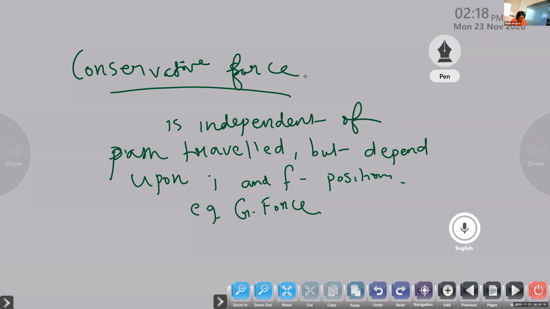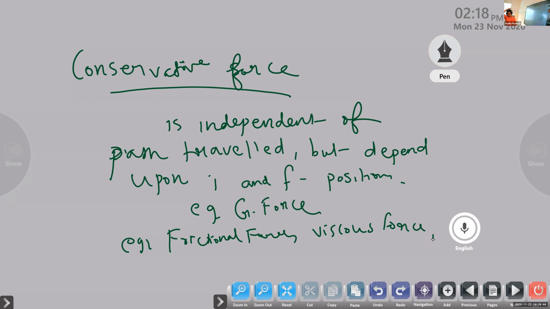If the work done by a force on a body moving between two points depends upon the path traveled by the body, it is non-conservative. For example, we have so many forces. One is frictional force. Whichever path you travel, it will pull you. Viscous force, that is the force in the air and in fluids. So all these are non-conservative forces.